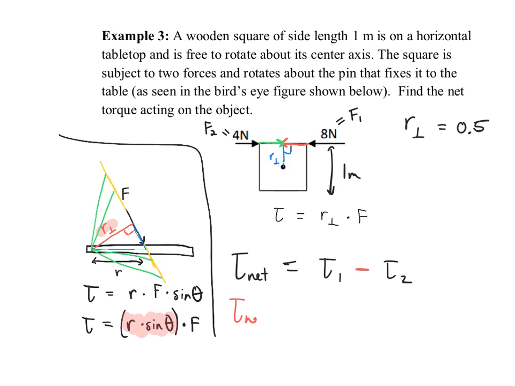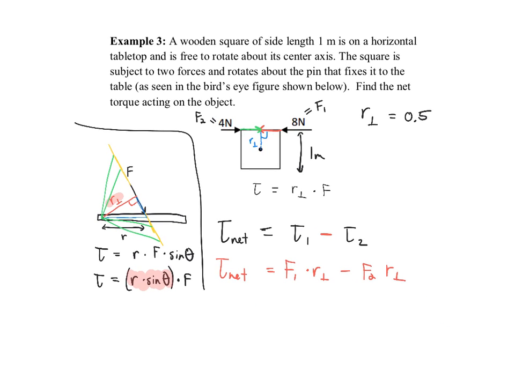Okay, and then the next step is to say F1 times r perpendicular minus F2 times r perpendicular. Because r perpendicular is the same, we don't have to call it r1 and r2 here. Do you see what I'm saying? R perpendicular was the same value for both of these forces, so I'm not designating 1 and 2 as subscripts there. And technically speaking, I could factor the r perpendicular out front if I wanted to. But at this point, it just becomes plugging in the numbers.